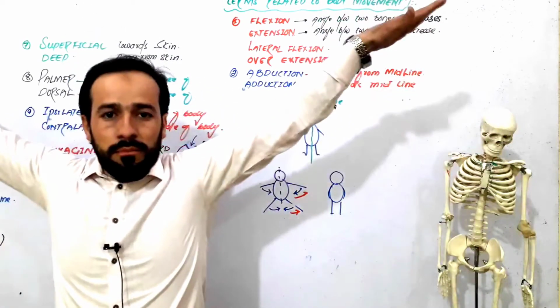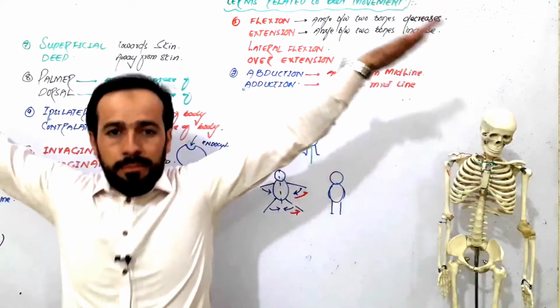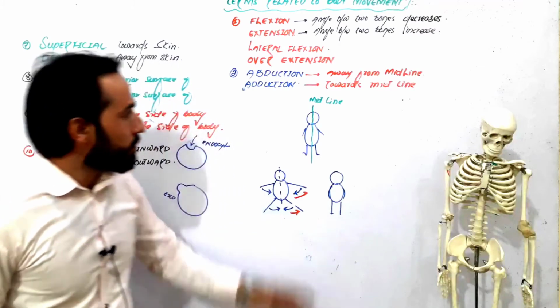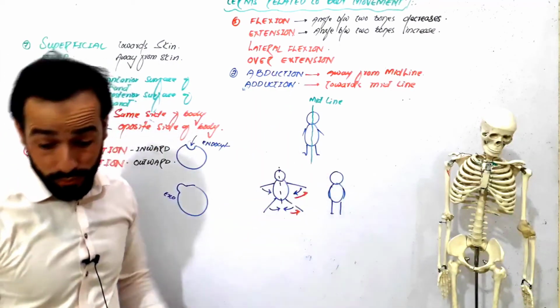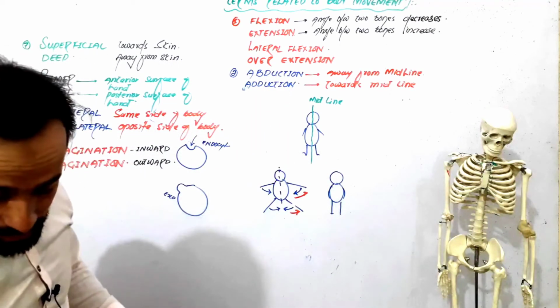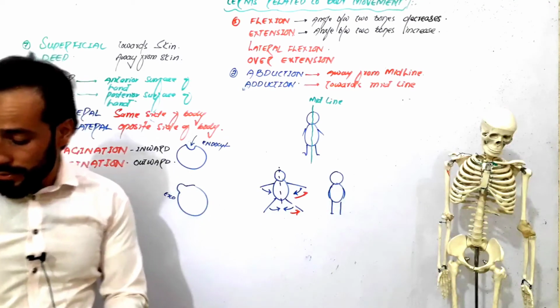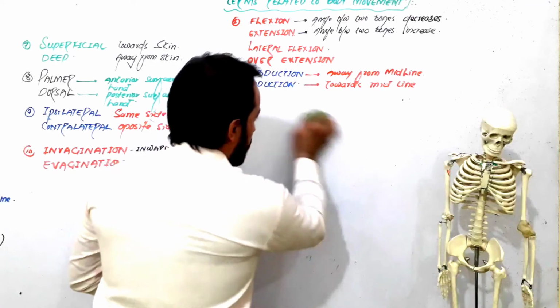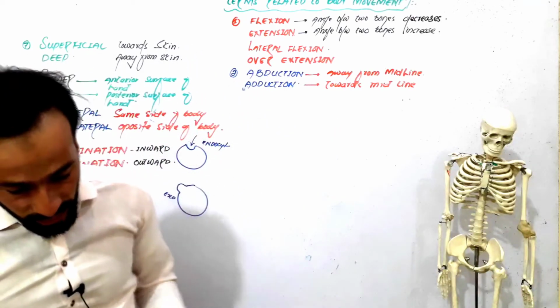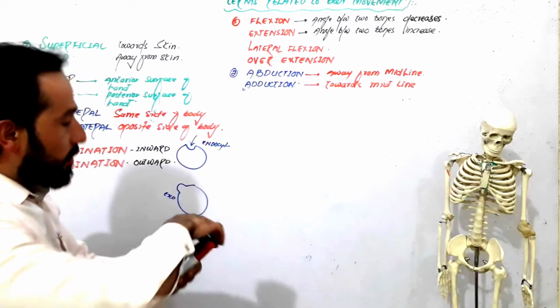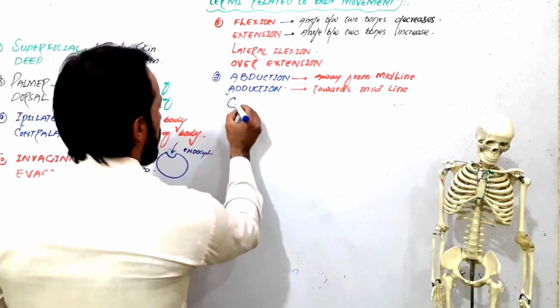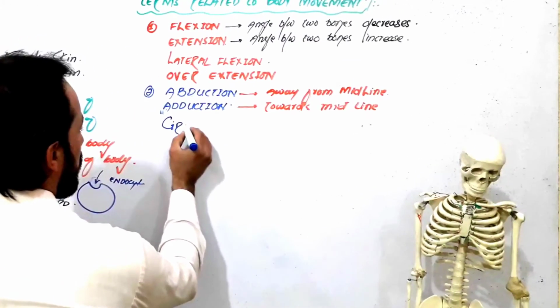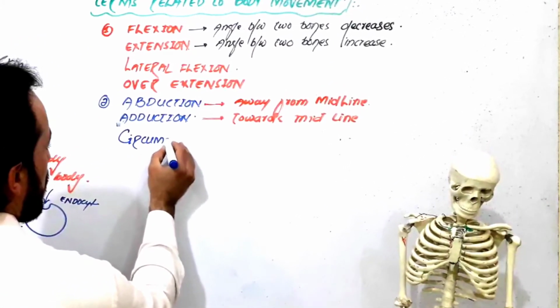When we are doing exercise, we are doing like this. So look, abduction, adduction, abduction, adduction, right? So these movements are related to these. So abduction and adduction, I hope it's clear to you guys, right? Then we move towards the next movement, the next pair, that is called circumduction.